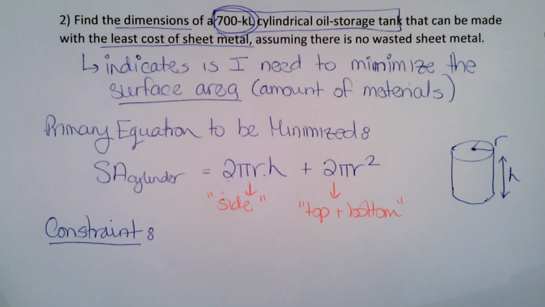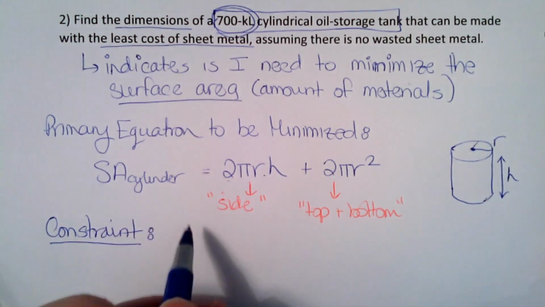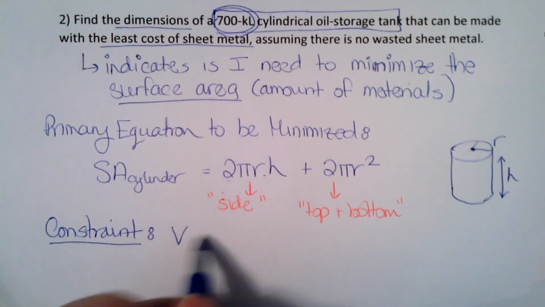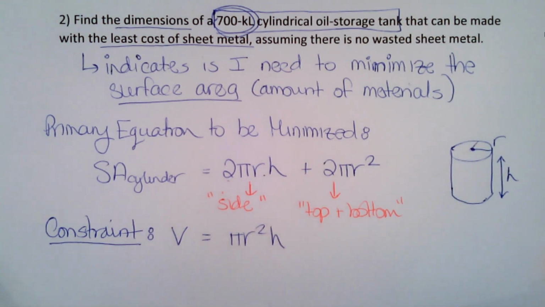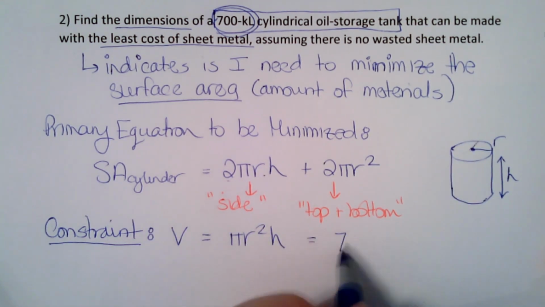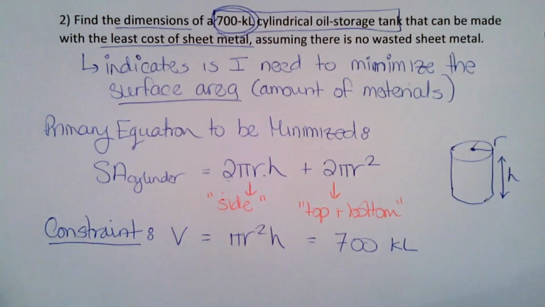So you are allowed to make the radius bigger and the height smaller, and vice versa. You're allowed to change the 2 dimensions, but you must maintain 700 kiloliters. Remember, kiloliters is a volume. So you must maintain a volume, pi r squared h, equal to 700 kiloliters. So this is your constraint. This is your restriction. It can't just be as simple as saying, well, I'll just make them 0 or make them 1. You are constrained to a certain restriction.